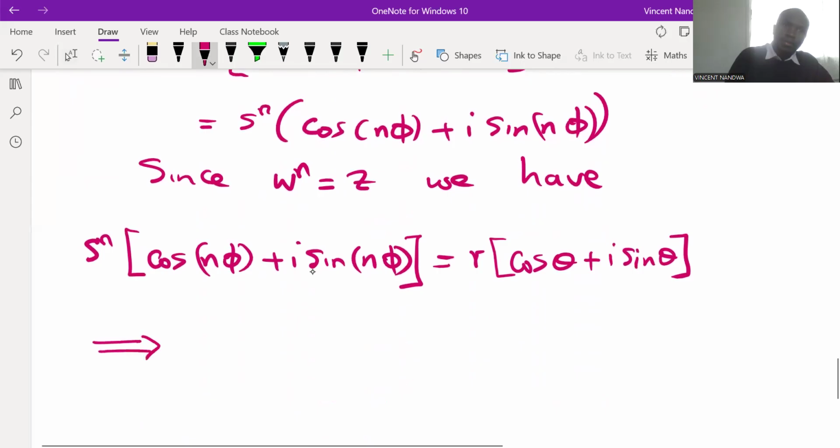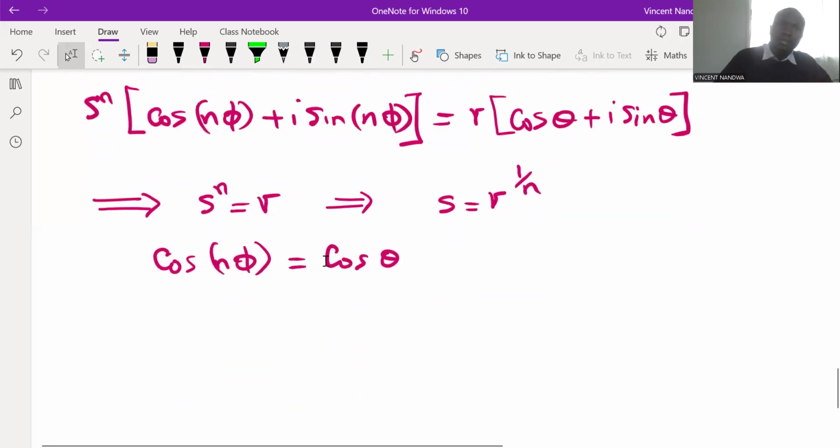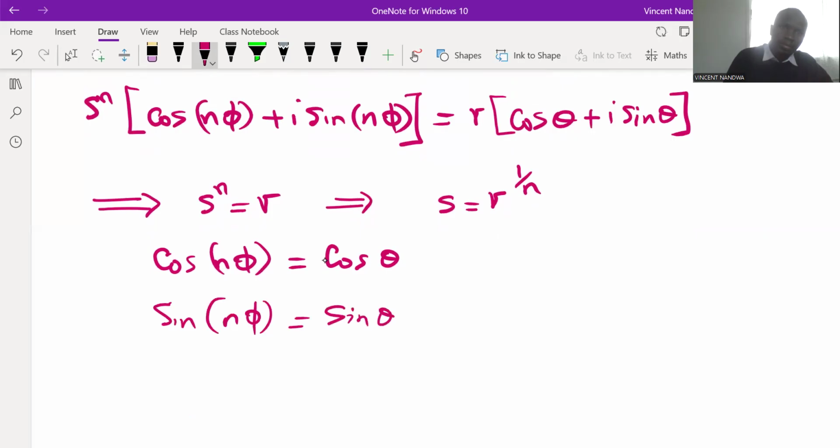And so for these two sides to be the same, s^n must be r, which implies that s alone is the same as r raised to the power 1 over n. And then also the real part on the left should be the same as the real part on the right. So cos nφ must also be the same as cos θ, and sin nφ must be the same as sin θ.